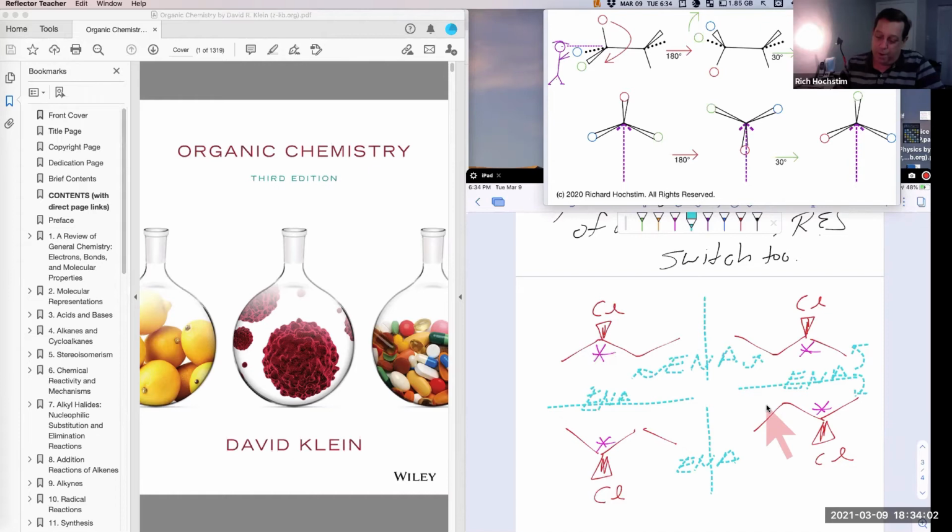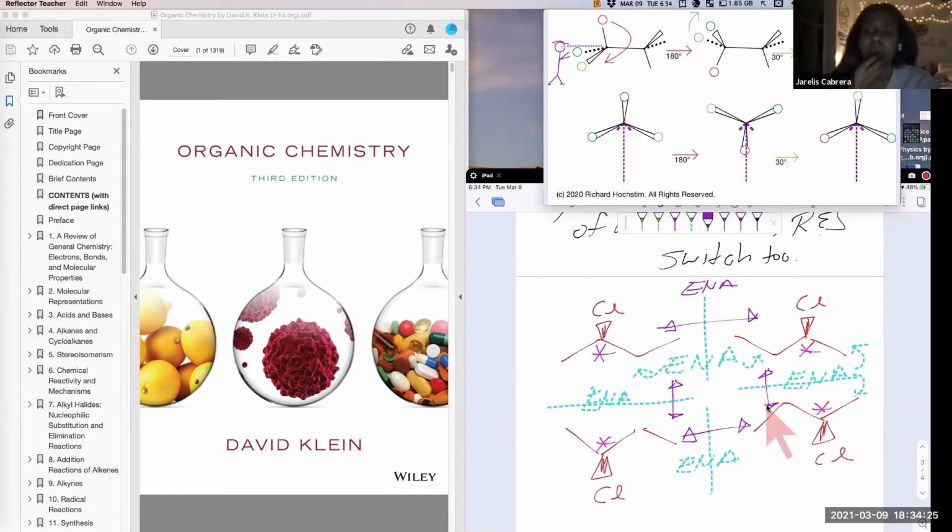So what we're saying here is that the enantiomers are going to be like that. They're going to be like that. They're going to be like that. And they're going to be like that. Do you agree with that? Mm-hmm. Okay. Are any of these identical?